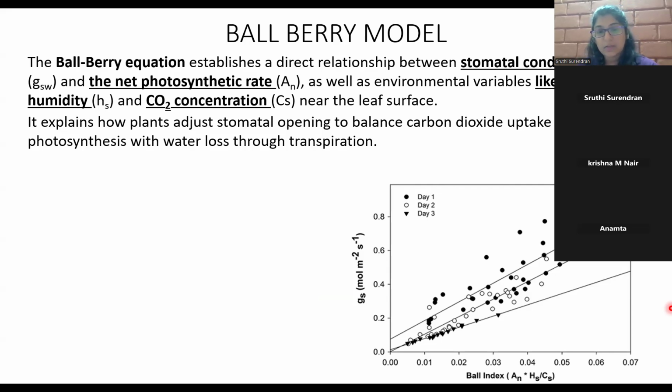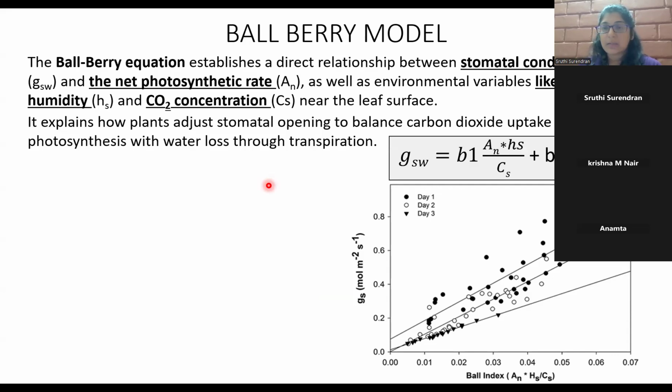So here we are getting the stomatal conductance as dependent on photosynthesis, humidity, and carbon dioxide concentration. All of that is combined into one entity called the Ball-Berry index, and then stomatal conductance will be connected to this Ball-Berry index through this model. So this is basically again giving us an idea how the stomata is going to open and close in response to carbon dioxide uptake and water loss through transpiration.